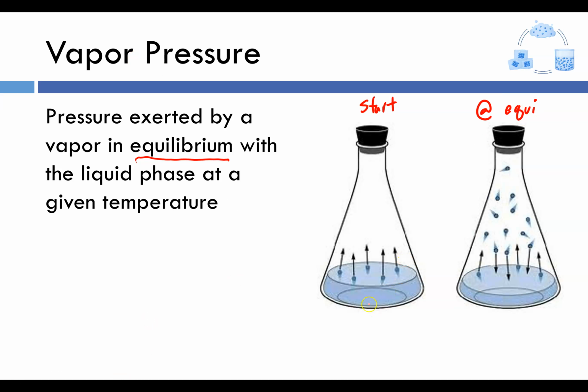So we start off by putting some liquid, most likely water, in an Erlenmeyer flask, and we cork it. This prevents anything from entering or leaving the flask. Initially, when we do that, at whatever temperature we pick, even if it's at room temperature, some of those liquid particles are going to have enough energy to leave the liquid phase and become a vapor.